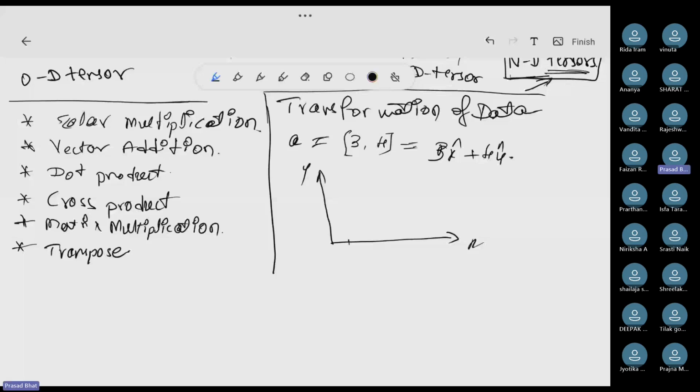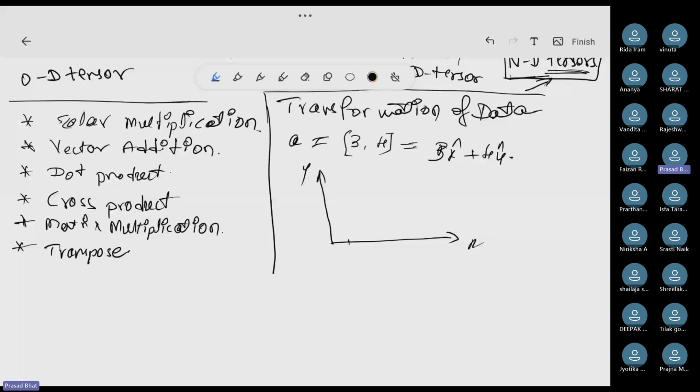Now say for example I multiply this with 0.5. What is going to happen now? 3 multiplied with 0.5 becomes 1.5x cap, plus 4 multiplied with 0.5 becomes 2y cap. Then how does the vector look? 1.5 on the x side, and then 2y cap means 1, 2. 2 is here, 1.5 is here. That is going to be the resultant.